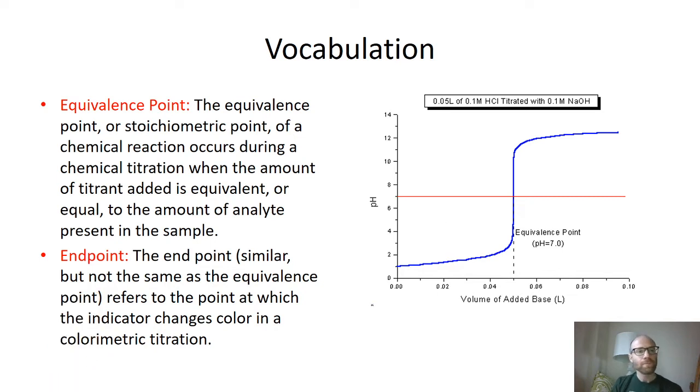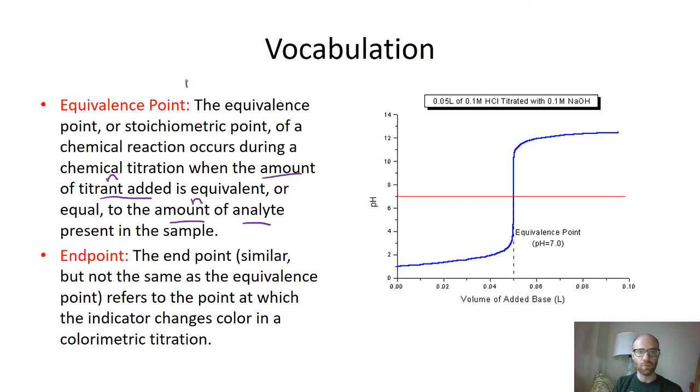That'll work. The equivalence point is the point that you're seeing on the graph where the pH is 7. For a strong acid, strong base titration, that is true, but it's really the point where the amount of analyte is equal to the amount of titrant. Usually we're going to measure amount in moles.